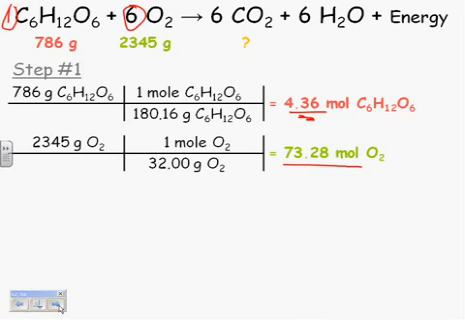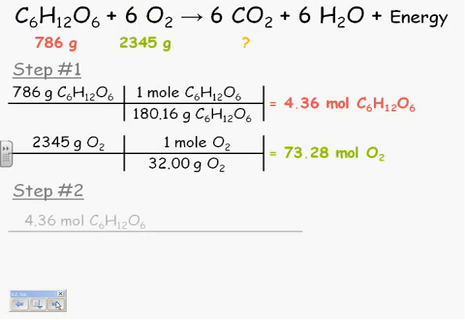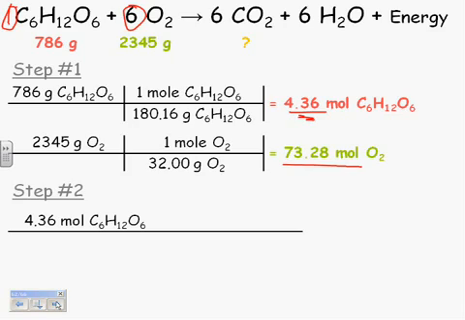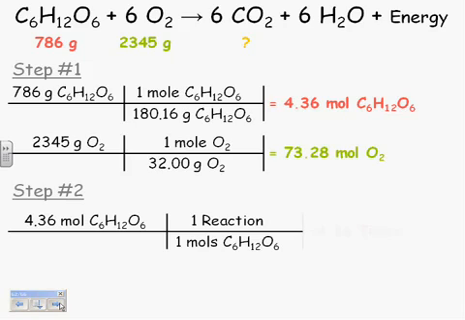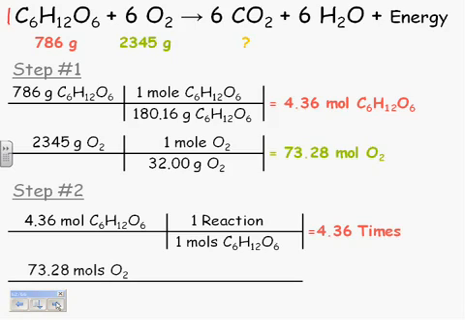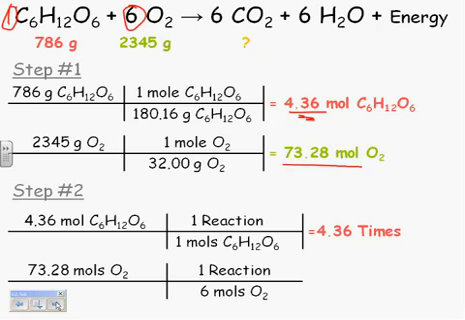But if you don't like that, and if you want to calculate it just to be sure, to make sure you're not making a mistake, you can always take each number of moles and divide it by the coefficient. So I can go back and grab my moles of glucose and divide it by 1, because it takes 1 mole of glucose to do every reaction. And so when I do that, I can run this reaction 4.36 times. If I do it with my oxygen, 73.28 moles of oxygen, I'm going to divide this by 6. The 6 coming from all the way up there.